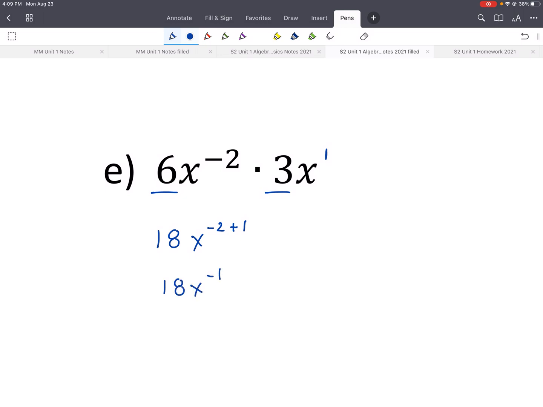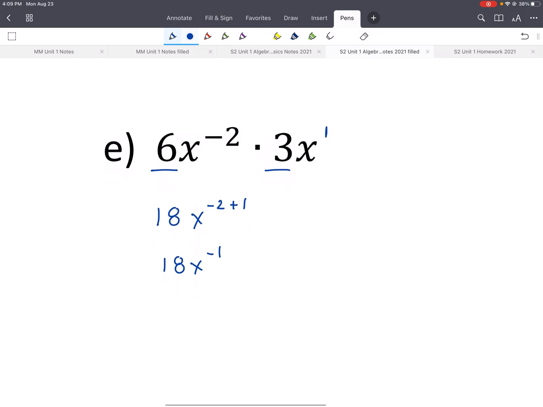But wait, we don't want to have negative exponents, so we would need to bring that to the bottom. Again, this negative exponent only applies to this x. So we would need to leave the 18 and then bring the x to the bottom.